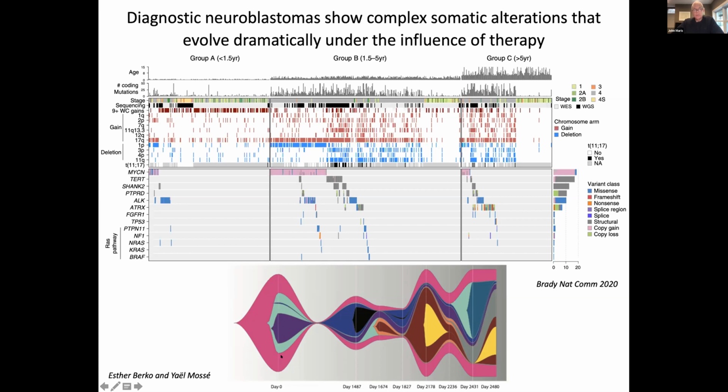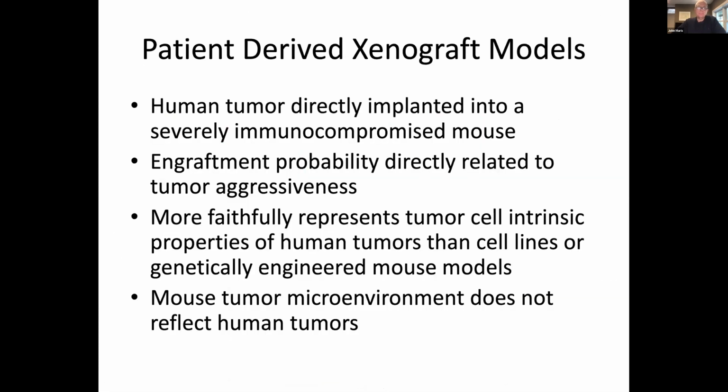So there were at least 3 clones present at diagnosis, and the major clone went away, but then reappeared, along with multiple other clones. So this is a very complex disease, and it is somewhat humbling to try to figure out how we're going to take this underlying complexity and come up with curative therapies.